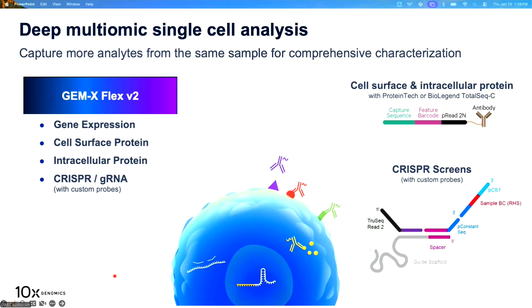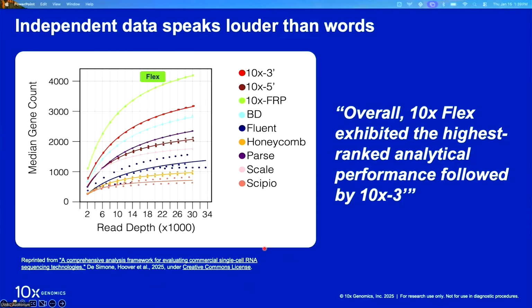Now, I also want to briefly mention that Flex is by far the most sensitive single-cell chemistry you can find in the field. And this is not my word, and it's not our marketing department's word. There are studies actually showing that. This is a comparison done by Genentech. What you see here is gene sensitivity, assay sensitivity in terms of genes detected at a certain read depth. The next FRP is what we used to call Flex. Now it's called Flex. But essentially, Flex is by far the most sensitive chemistry.